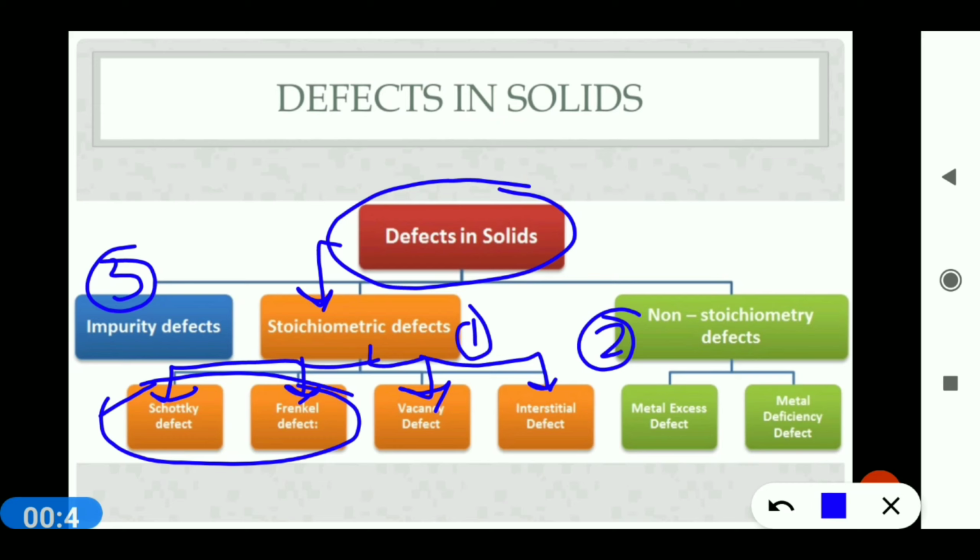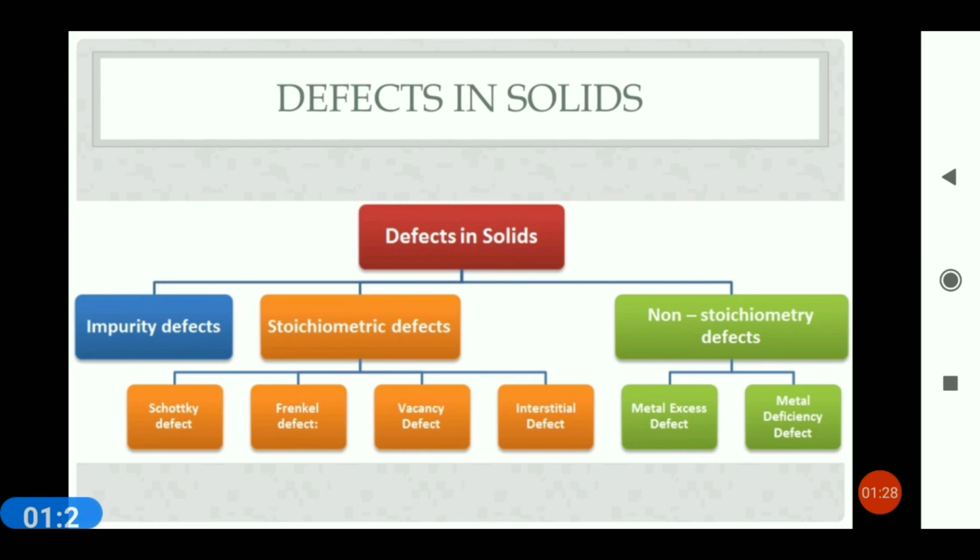There is a similarity between the vacancy defect and Schottky defect, but the difference is Schottky defect occurs in the ionic compound while vacancy defect occurs in the non-ionic compound. Similarly, Frankel defect is present in ionic compounds while the interstitial defect is present in non-ionic compound. Now, non-stoichiometric defect is classified as metal excess defect and metal deficiency defect. So, let's see the detail of all these defects.